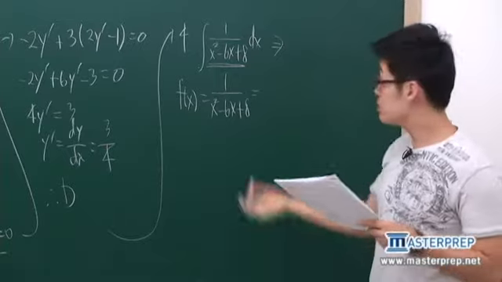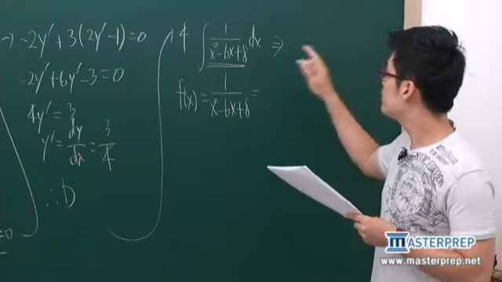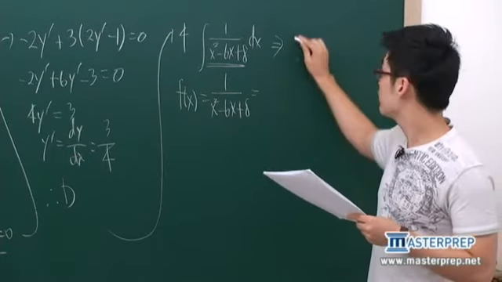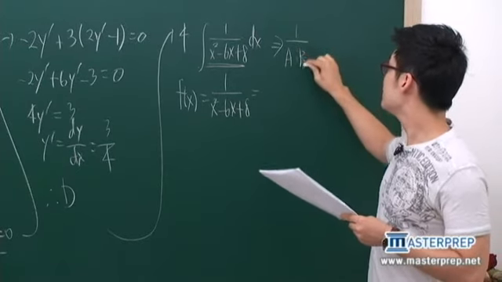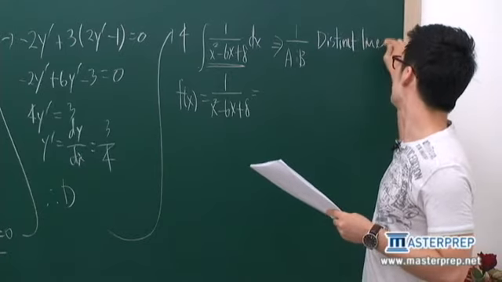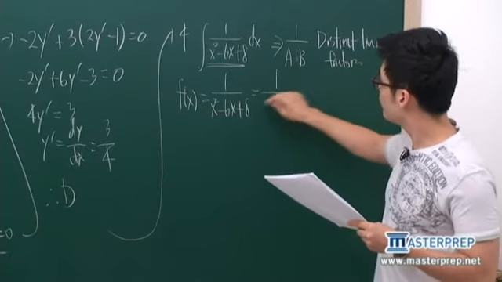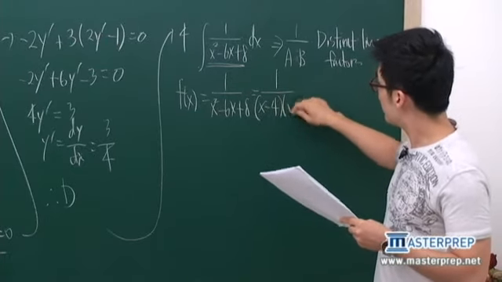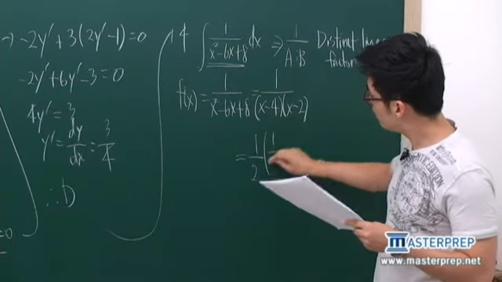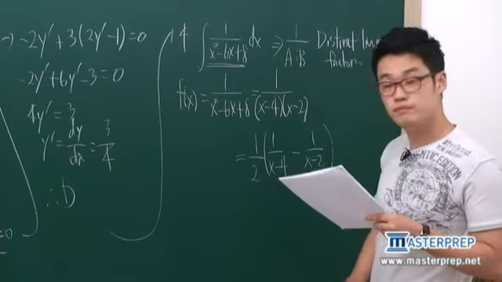Remember, this is at least a minute and 30 seconds a question, right? So for this one, what do you have to remember? Distinct linear factors. Linear factors, which means partial fractions. Right, 1 over (x minus 4)(x minus 2), which could be written as 1 over 2 times (1 over x minus 4 minus 1 over x minus 2), right?